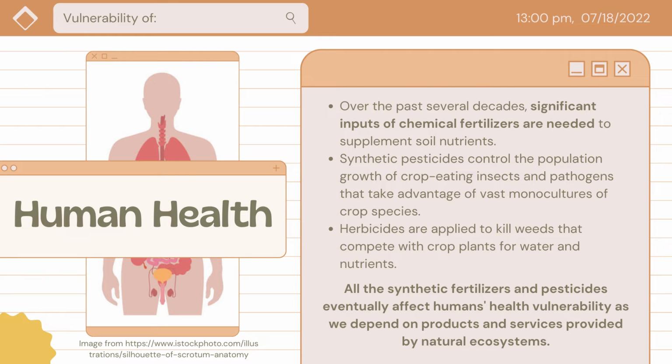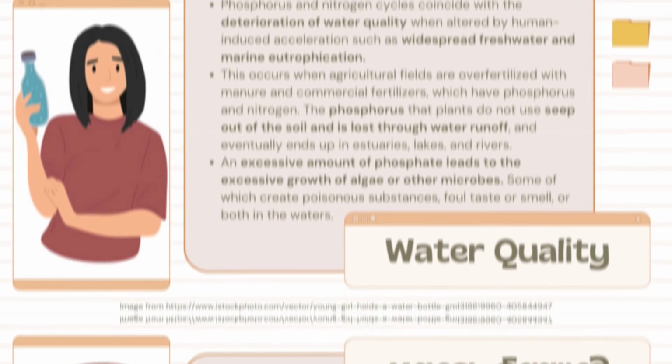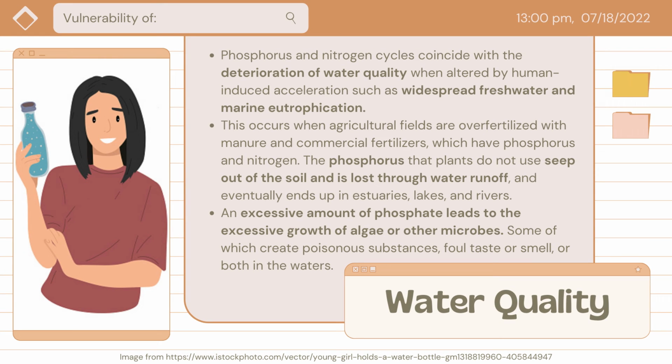Herbicides are applied to kill weeds that compete with crop plants for water and nutrients. Therefore, all the synthetic fertilizers and pesticides eventually affect humans' health vulnerability as we depend on products and services provided by natural ecosystems. The ecosystems that we created are also essential to our well-being. Phosphorus and nitrogen cycles coincide with the deterioration of water quality when altered by human-induced acceleration, such as widespread freshwater and marine eutrophication, an issue that is anticipated to get worse due to climate change.